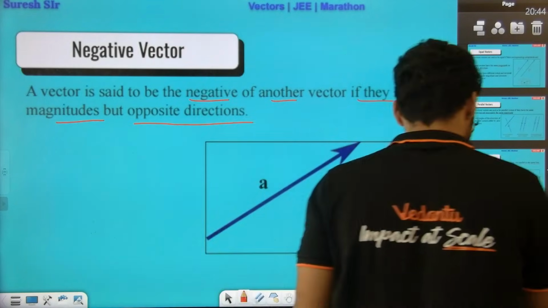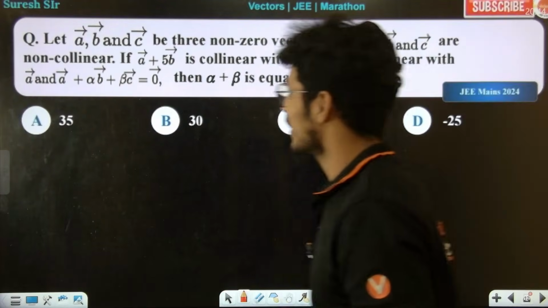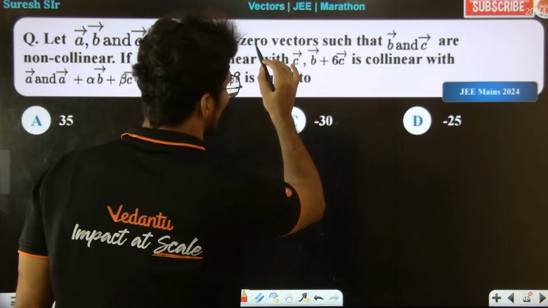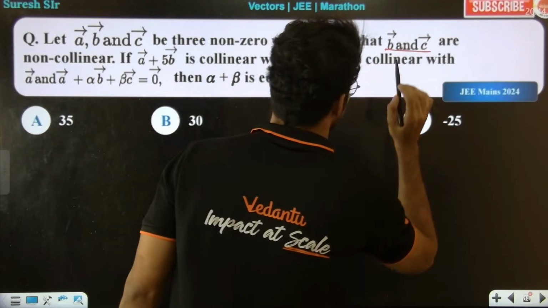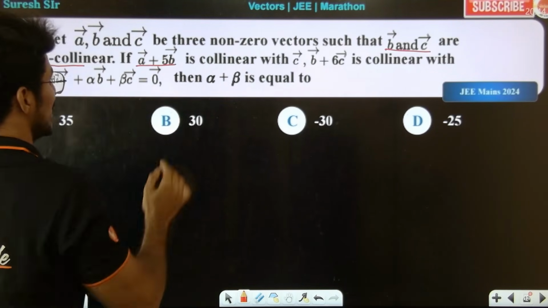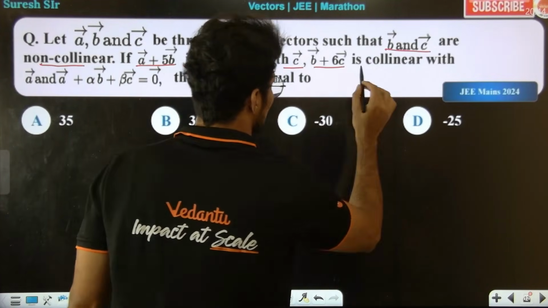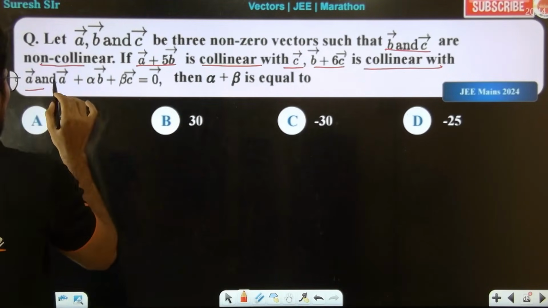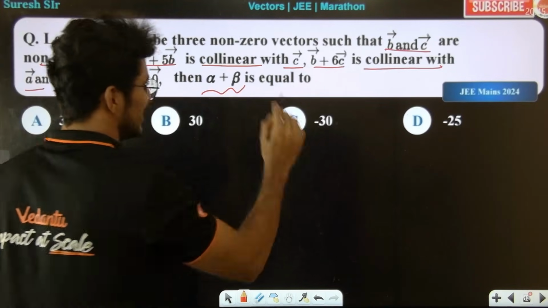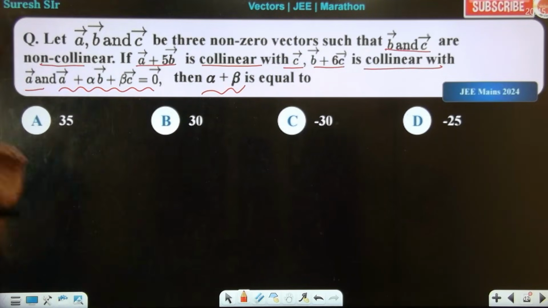Are you all ready? Yes sir. Look at this question. Let A, B and C be 3 non-zero vectors such that B and C are non-collinear. If A plus 5B is collinear with C, and B plus 6C is collinear with A, and A plus alpha B plus beta C is equal to 0, then alpha plus beta is equal to what? Tell me, how do we go with this?